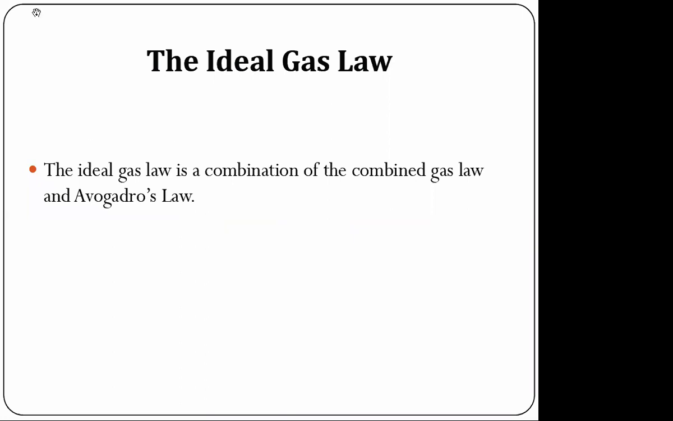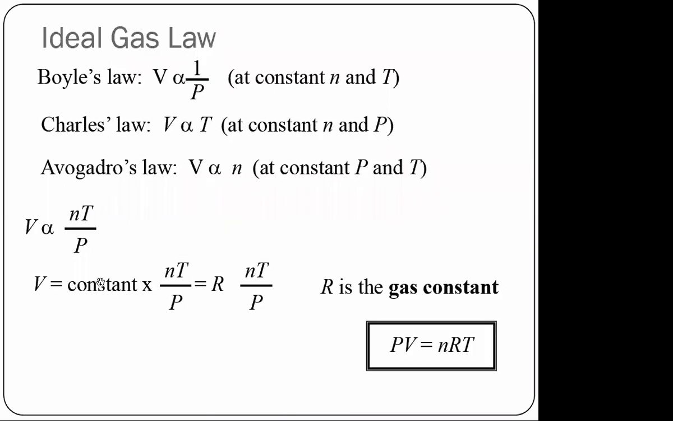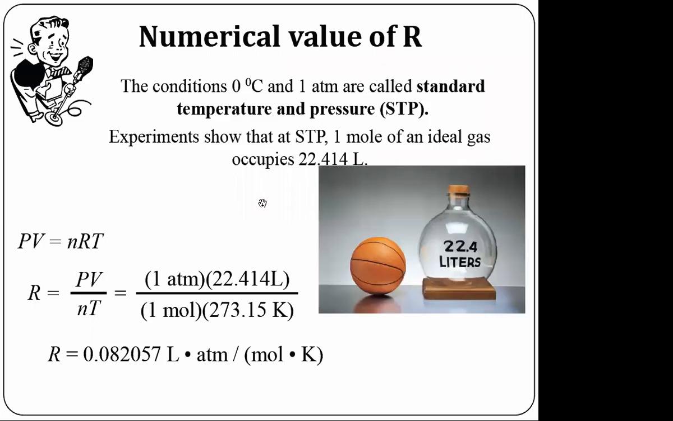So we have that expressed here. It's already explained: Boyle's law, Charles' law, Avogadro's law. The three of them put together, then you have that as your constant. The constant of proportionality is R, and you have the gas constant expressed as that. Now, we can then get a numerical value for that constant. That numerical value can be obtained at STP.